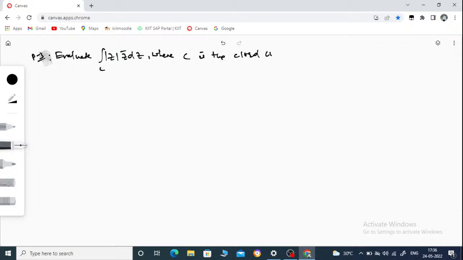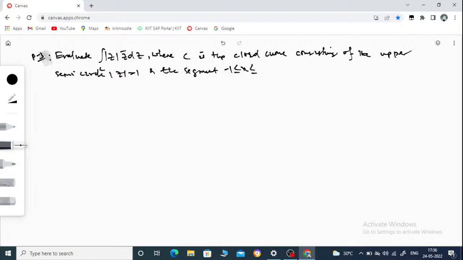So this is your problem 3, and this is saying evaluate integration over C mod z z bar dz, where C is the closed curve consisting of the upper semicircle mod z equal to 1 on the segment x lies between -1 to 1.